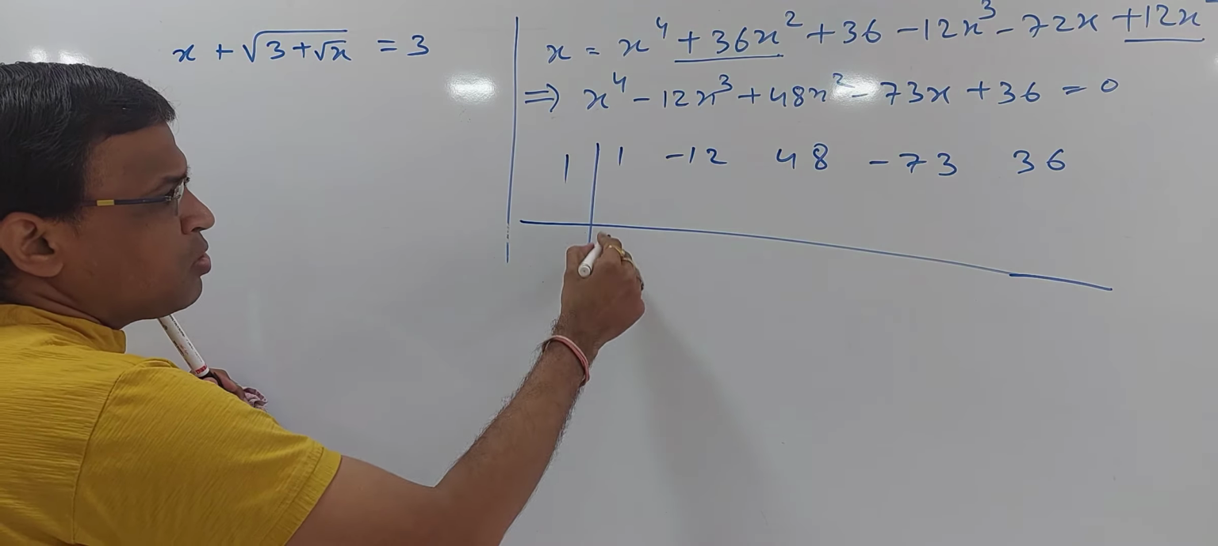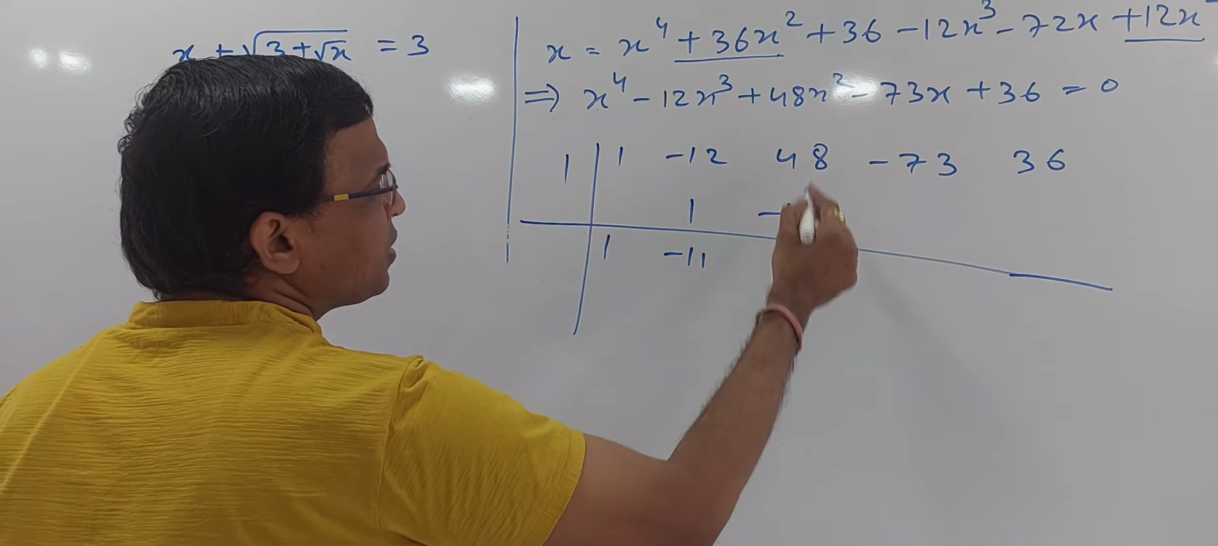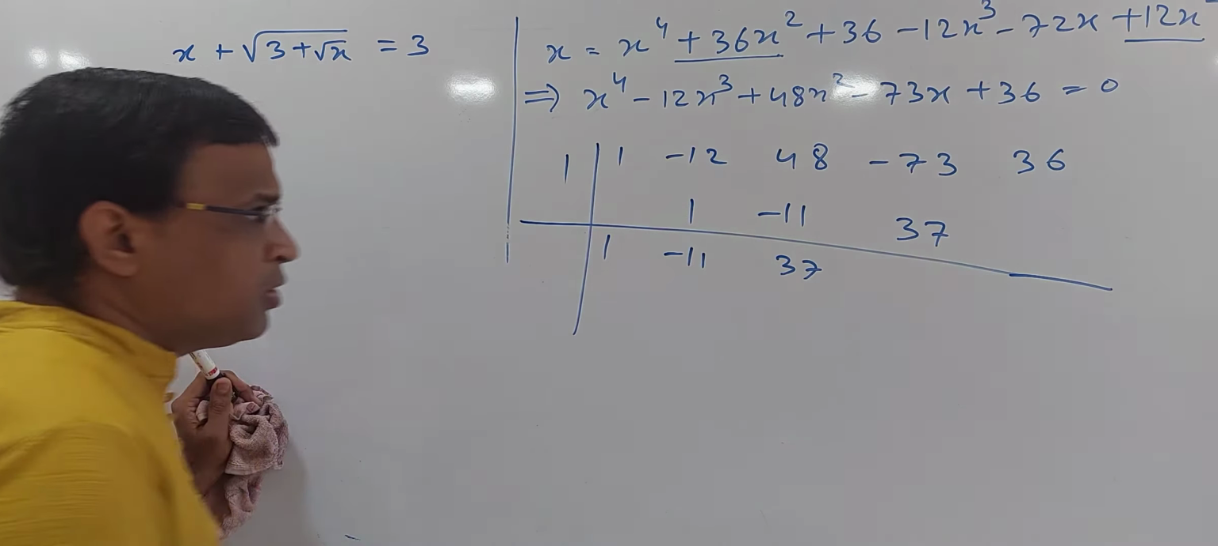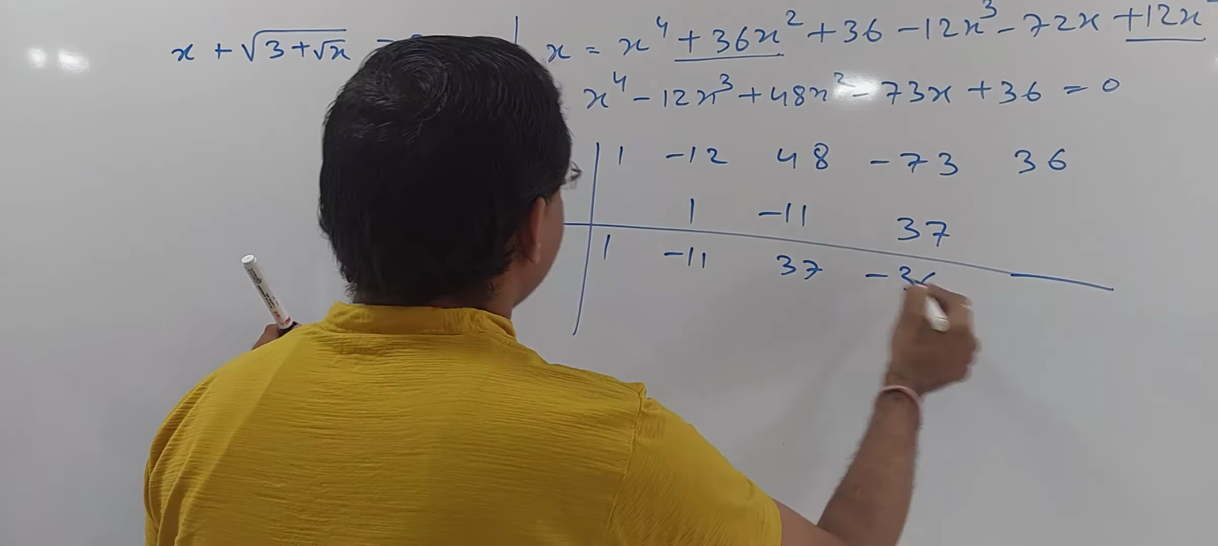This way, 1 drops down, 1 ones are 1s, addition of 2 is minus 11, 1s are minus 11, this is 37, 37 ones are 37, then you are getting minus 36 here, minus 36 ones are minus 36, when you sum out, of course you should get 0. So basically, if I have to factorize it, the factors are x minus 1 into x cube minus 11x square plus 37x minus 36, and the whole equals 0.